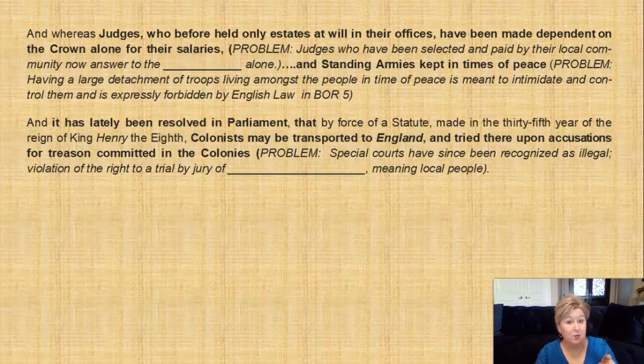Judges, they're going to complain, who before held only estates at will in their offices. In other words, estates at will means we have control. Our will determines their position. So judges who before held only estates at will in their offices have now been made dependent on the crown for their salaries. The king is paying them directly, where we used to appoint and pay for our own judges. So the problem is, we used to do it ourselves. They now answer to the king alone. That produces doubtful justice, doesn't it? And the king is responsible to actually provide justice for his people.